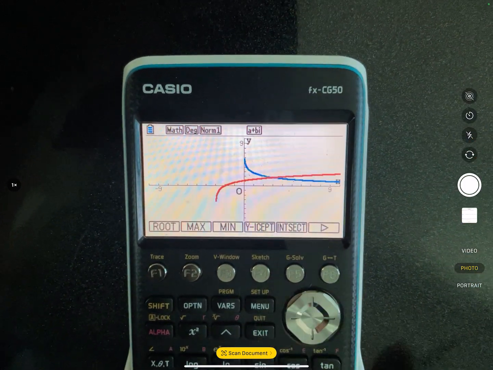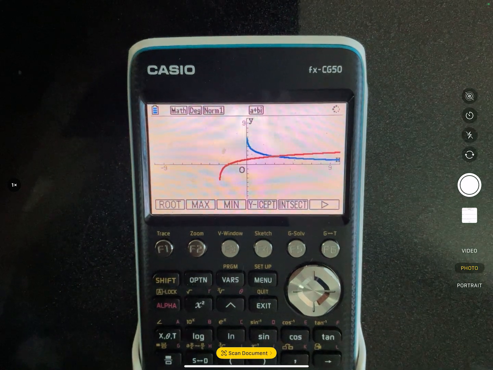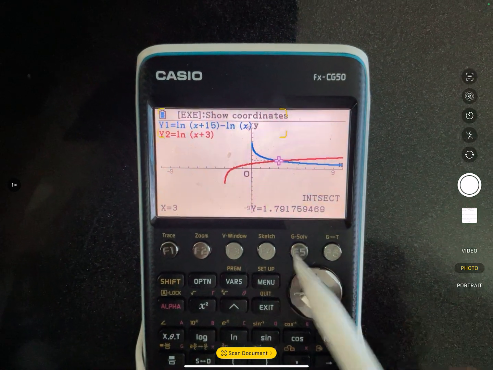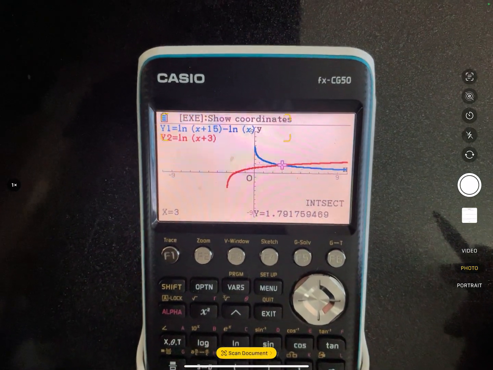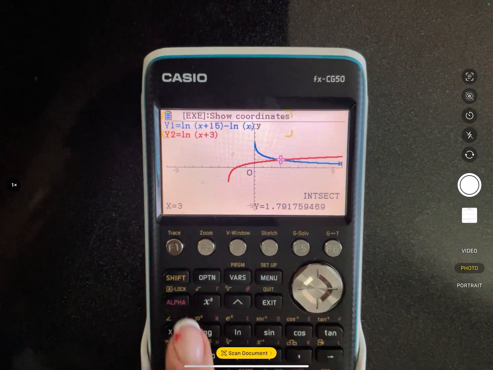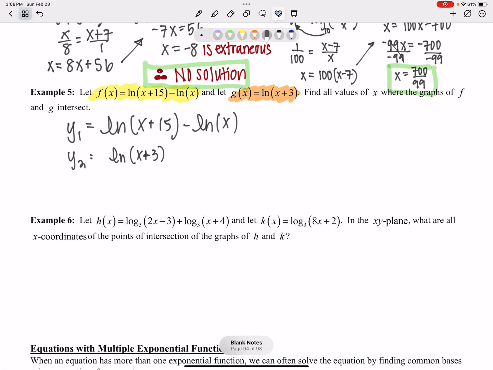So I hit G-solve and then intersect. And there you go, x equals 3. And that's how simple it is to do in the calculator. So I'm going to come over here. I'm going to say x equals 3. And box that answer.